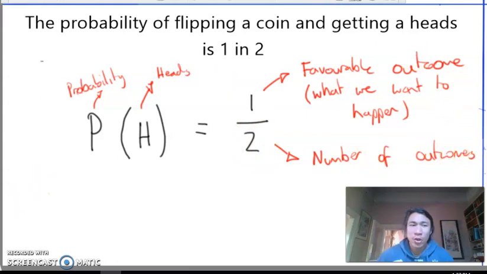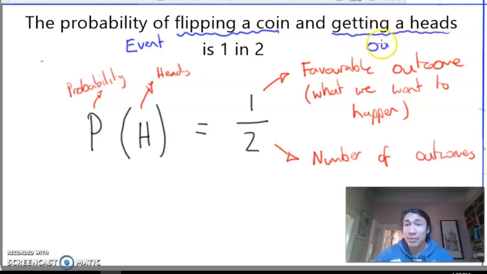There's a couple of new words here I used. The word outcome gets used in probability a lot. It is what can happen when you do an event. In this scenario, flipping a coin is called the event. What are we doing? We're doing the event. Getting a heads, I would say in this scenario, is the outcome. So there's a few new things there that we've just gone through.